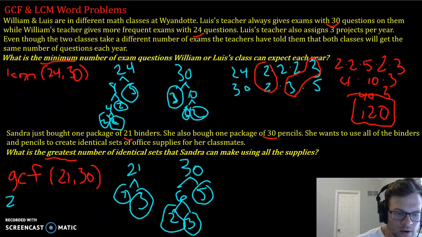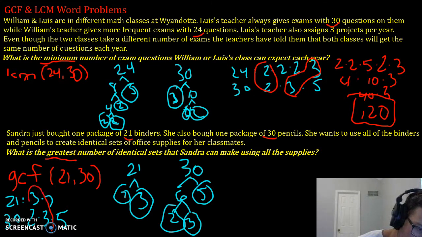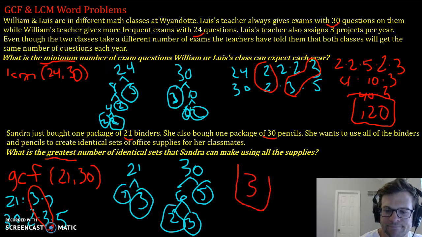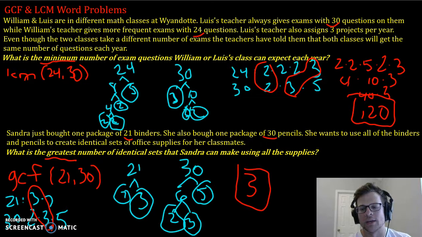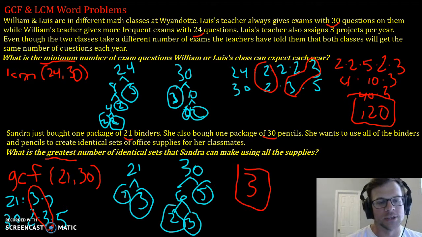So for 21, it's 3 and 7. For 30, 2, 3, and 5. Now our common factors, the only thing that is in common is 3. And that's your GCF between 21 and 30. So the words minimum or greatest, largest, or smallest, other synonyms of those words are really going to be indicative of whether you're finding the GCF or the least common multiple of the given two numbers in the problem.